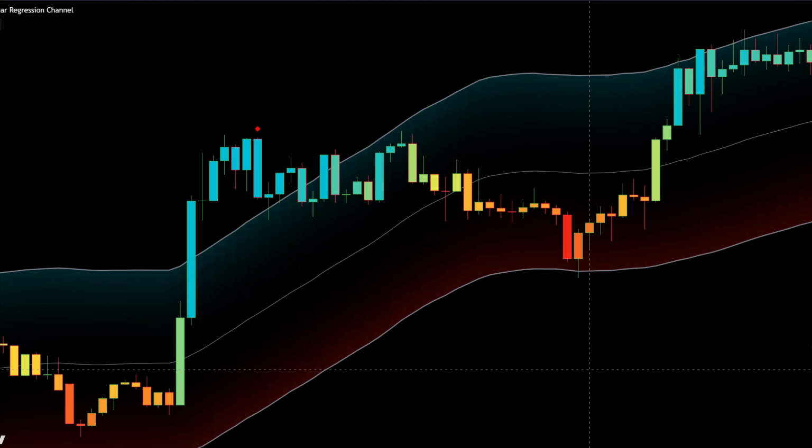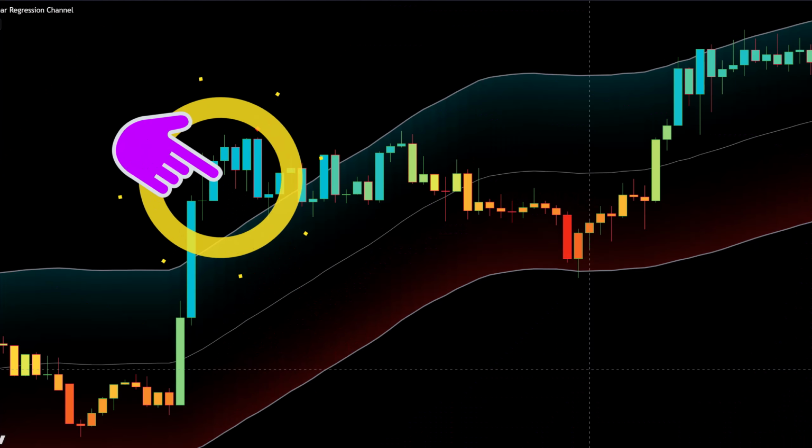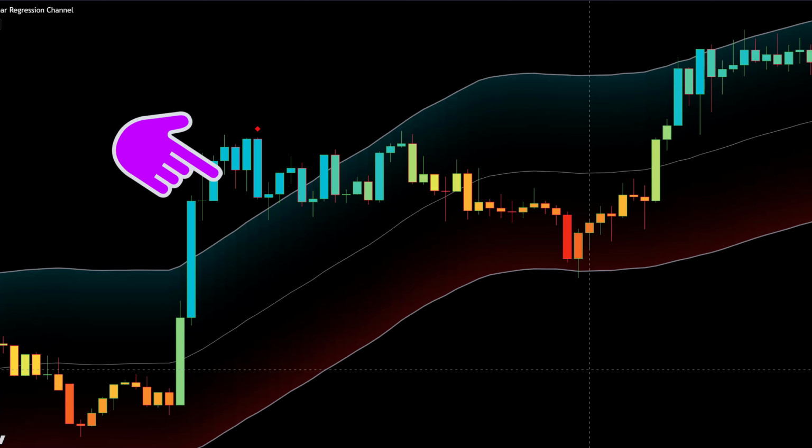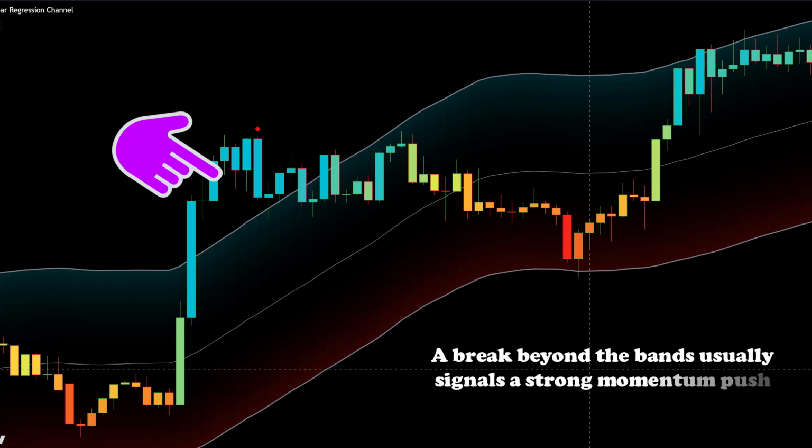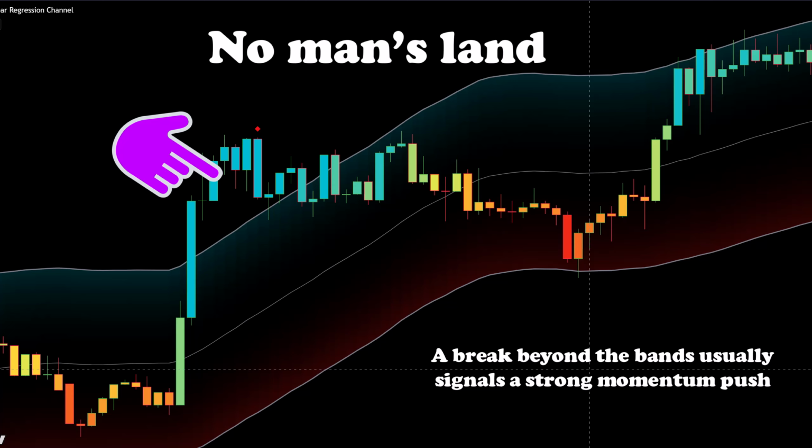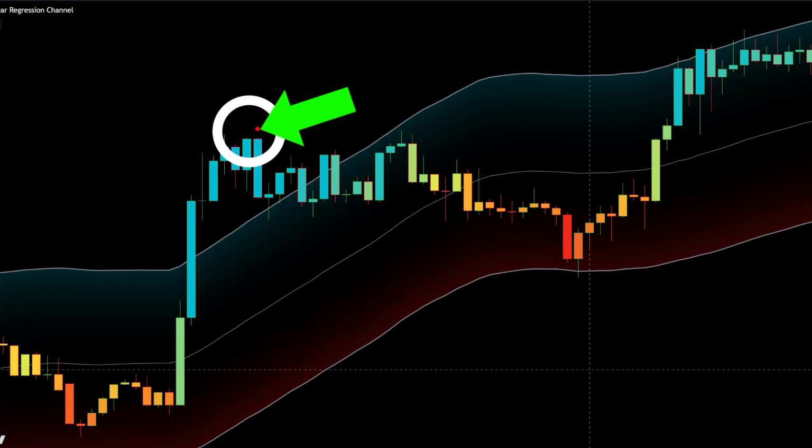So what does it actually mean when price breaks outside these bands? That's when things get really interesting. A break beyond the bands usually signals a strong momentum push, like price stepping into uncharted territory. It's what traders often call no man's land, and it's a clue that a snapback into the normal range might be on the horizon. Right after this kind of breakout, the indicator steps in with a powerful visual cue: reversal diamond signals.